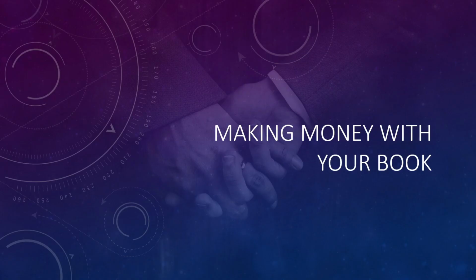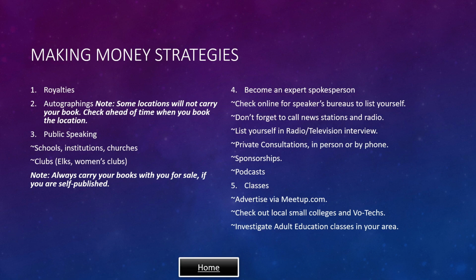Making money with your book. Making money strategies. Royalties, which you earn from selling copies of your books. Autographings. Note, some locations will not carry your book, so always check ahead of time when you book a location. Public speaking events. If you do children's books, try speaking at schools, institutions, or churches. If you write other types of books, try to find the right club for you. If you write women's books, you could always join a women's club. Note, always carry your books with you for sale if you are self-published.